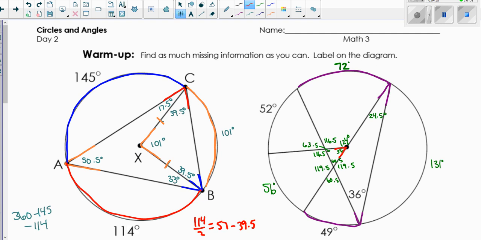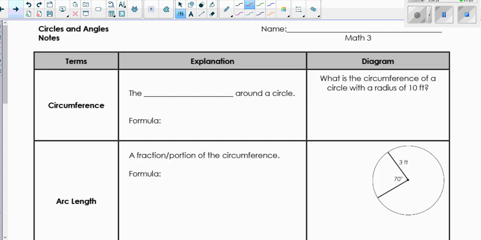All right, let's go on to the notes. All right, so today we're going to add on one thing, and it's arc length. So half of our notes are going to deal with what arc length is, and then the other half is going to go back and start talking more about central angles and inscribed angles.